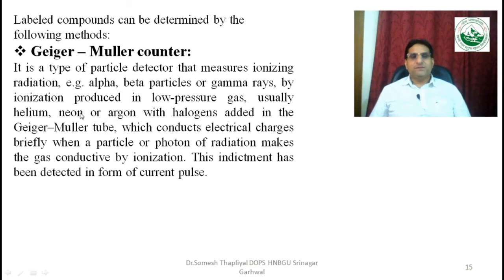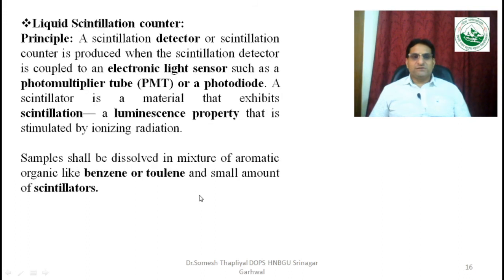Neon and argon gas is commonly used to determine the radioactive activity, and when all of this is combined, the radiations ionize the gas, and this ionization is detected in the form of current pulses.